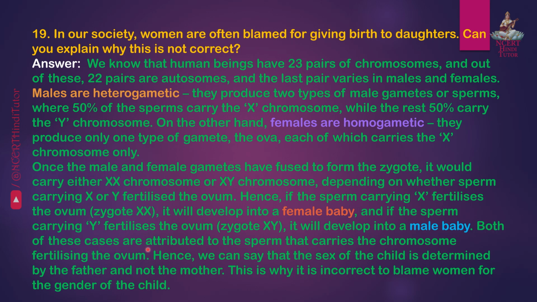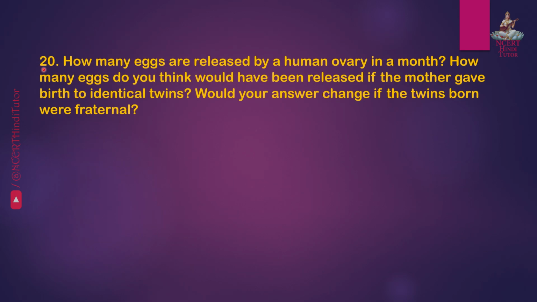Both of these cases are attributed to the sperm that carries the chromosome fertilizing the ovum. Hence, we can say that the sex of the child is determined by the father and not the mother. This is why it is incorrect to blame women for the gender of the child. Question 20. How many eggs are released by a human ovary in a month? How many eggs do you think would have been released if the mother gave birth to identical twins? Would your answer change if the twins born were fraternal?